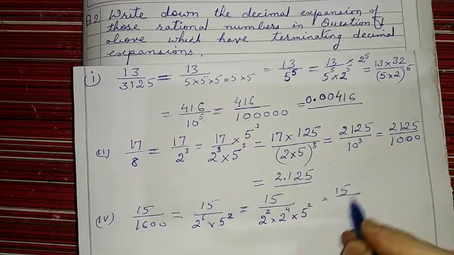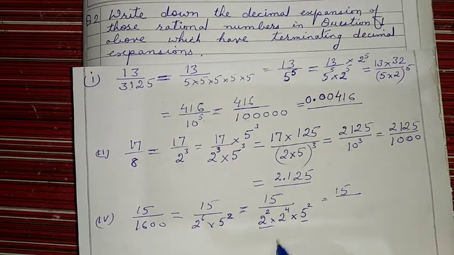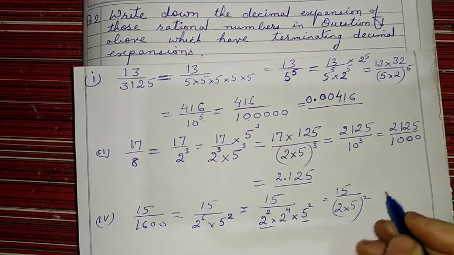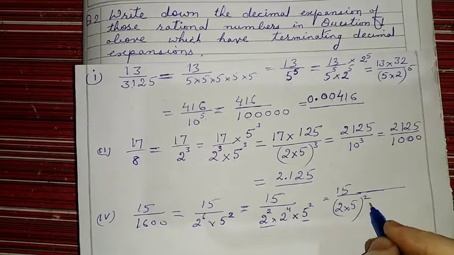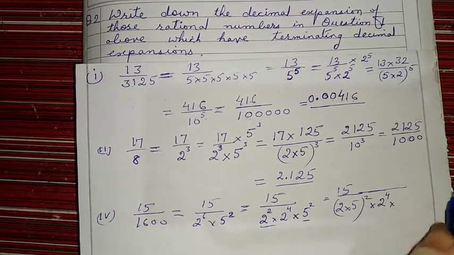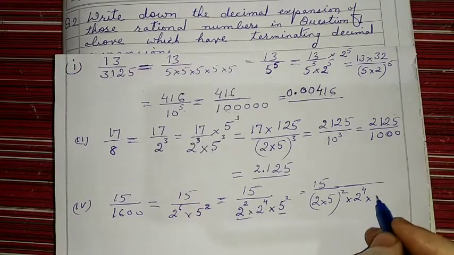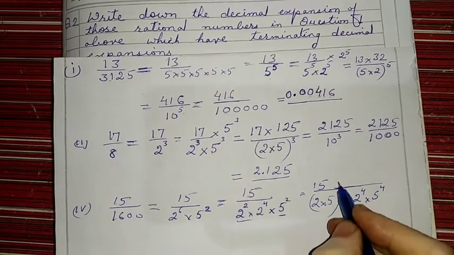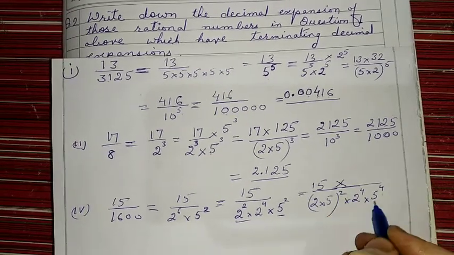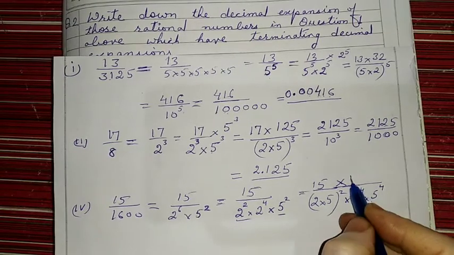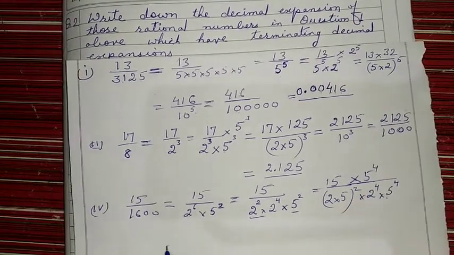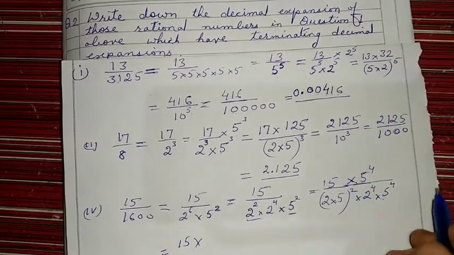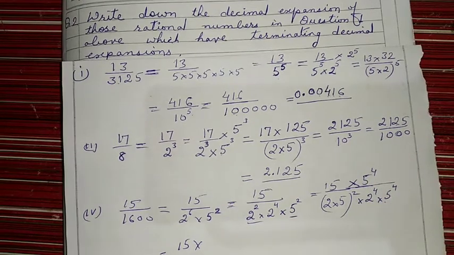Now write: both have the same power, so write (2 into 5) to the power 2. Both numbers have the same power. Now 2 to the power 4 is left. We have to multiply by 5 to the power 4 to make it a multiple of 10, so we multiply the numerator also by the same number, 5 to the power 4. And then 15 into 5 to the power 4 is 625, because 5 into 5 is 25 and 25 into 25 is 625.